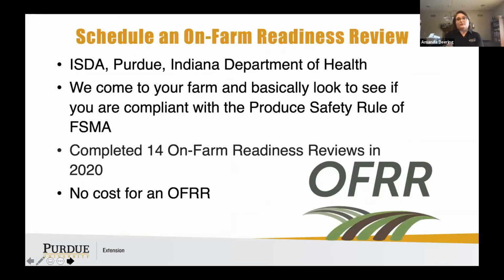The other thing that we do offer, which is more formal, is this on-farm readiness review. ISDA, Department of Ag, is leading this effort, but it's really all 3 of us. This is more formal: we come to your farm and look to see if you are compliant with the produce safety rule of FSMA. This is purely educational, right? We'll go through, see if you're covered, we'll look at your records. So this is really tailored to if you have questions about whether you're covered by the produce safety rule and if you're compliant. Whereas the other one is more informal, and can really be about anything that you're interested in. We completed 14 of these in 2020, and there's no cost to do these.